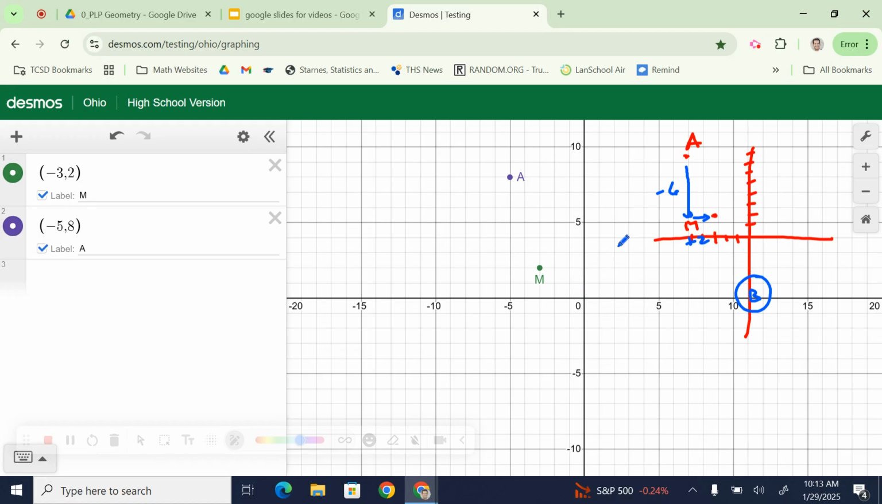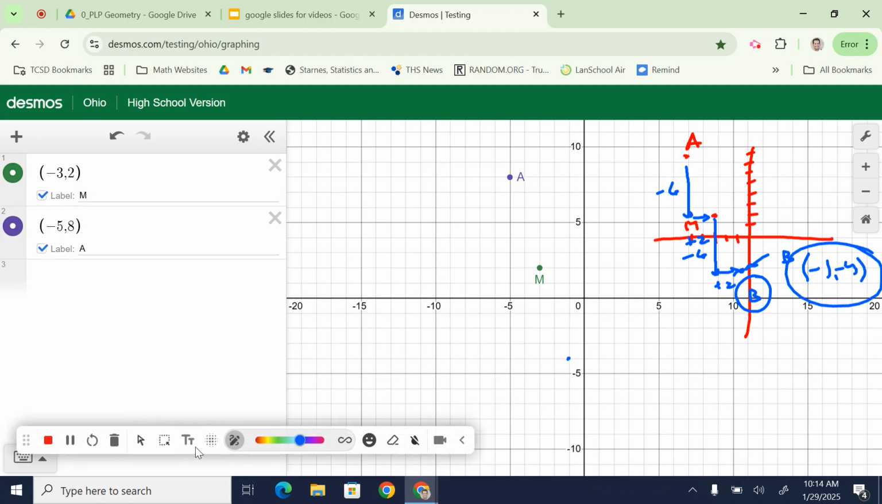So to get to B, I'm going to do the same thing. I'm going to go down 6 and right 2. 1, 2, 3, 4, 5, 6, 1, 2. And this should be where my point is. Right here. So if I go down 6 and right 2, I get here. That is where B is going to be. And it's just our job to identify those coordinates. So to identify those coordinates, we count from the origin. We go left 1, that's -1, and down 4, that's -4. The coordinates of B are left 1, -1, down 4, -4.